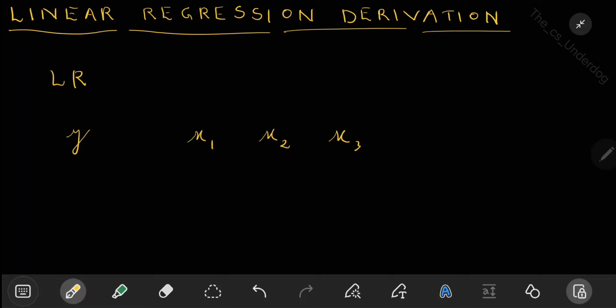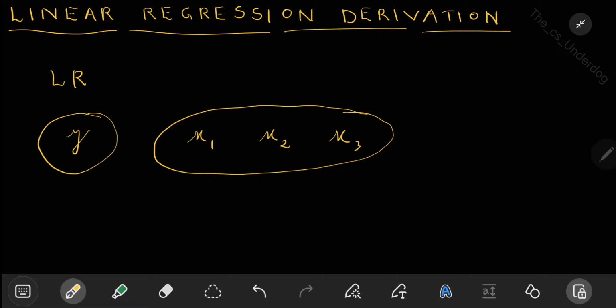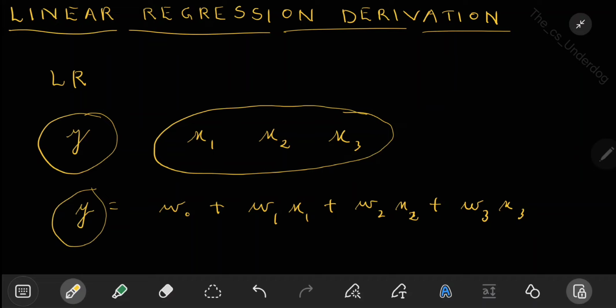That is, you want to form a linear equation in which, using the values of x1, x2 and x3, you should be able to derive the value of y. This is the whole idea of linear regression. Let us say our equation is y is equal to w0 plus w1x1 plus w2x2 plus w3x3. Let us say this is a linear equation. So using this, we should be able to find the value of y.